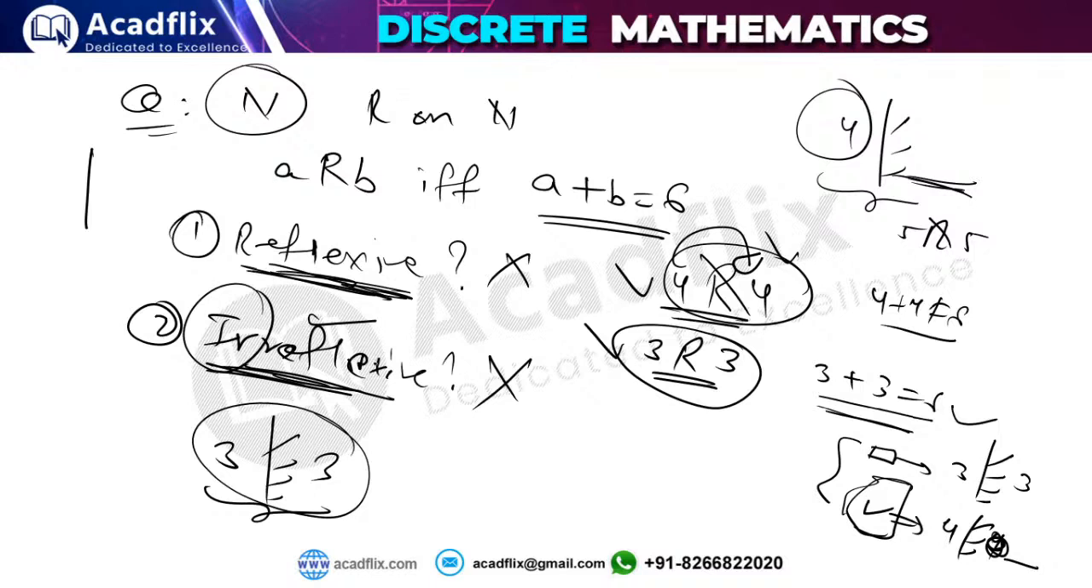Irreflexive says that no one should have reflection, but 3 has reflection. 3 is related to 3. So that's why this relation is neither reflexive nor irreflexive. Okay, so is this point clear? This is what we mean by reflexive, irreflexive. It's not reflexive, and also it's not irreflexive.